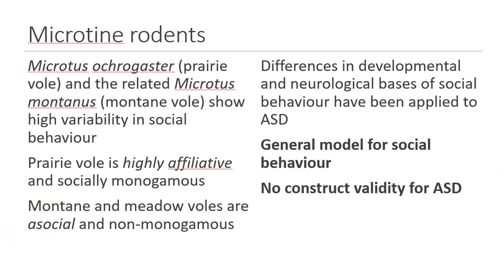The differences in the developmental and neurological basis of social behavior between these two have then been applied to ASD. They've generalized this to ASD patients. So this is a general model for social behavior, not really specific to ASD, but it's been generalized to ASD as well. While it's a good model for showing differences in social behavior, it does not have good construct validity for ASD.